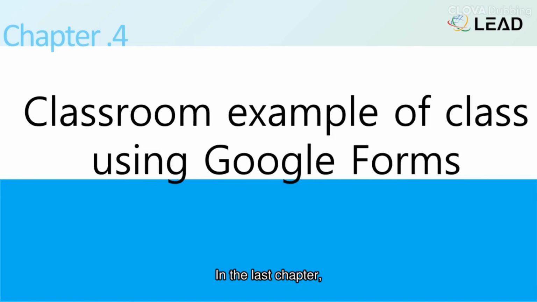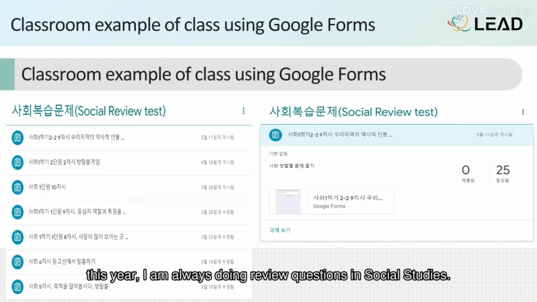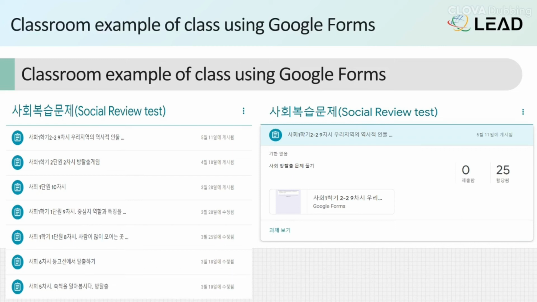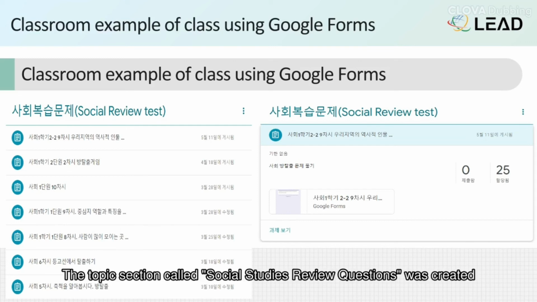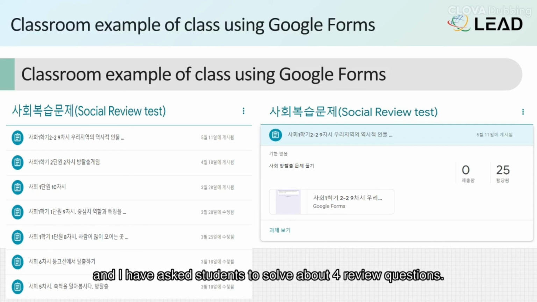In the last chapter, I would like to introduce a class case using a Google survey. As an example of using Google's survey, this year I am always doing review questions in social studies. A topic section called Social Studies Review Questions was created and operated separately, and I have asked students to solve about 4 review questions. As for the review questions, Google Forms was used.